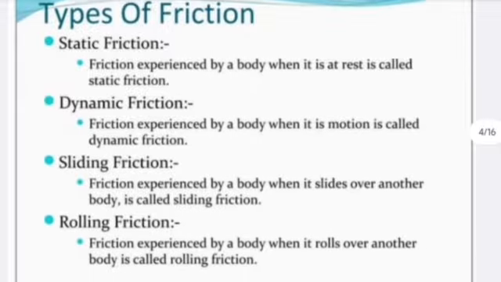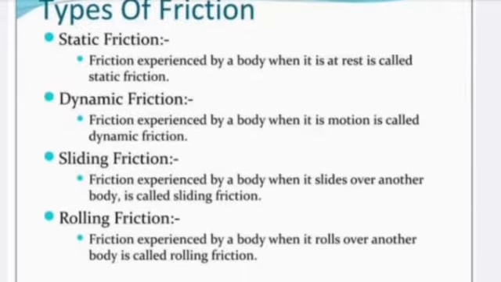Next is types of friction. First one is static friction. Friction experienced by a body when it is at rest is called static friction. Next is dynamic friction. Friction experienced by a body when it is in motion. Dynamic friction means body in motion. In simple words, it is called dynamic friction.